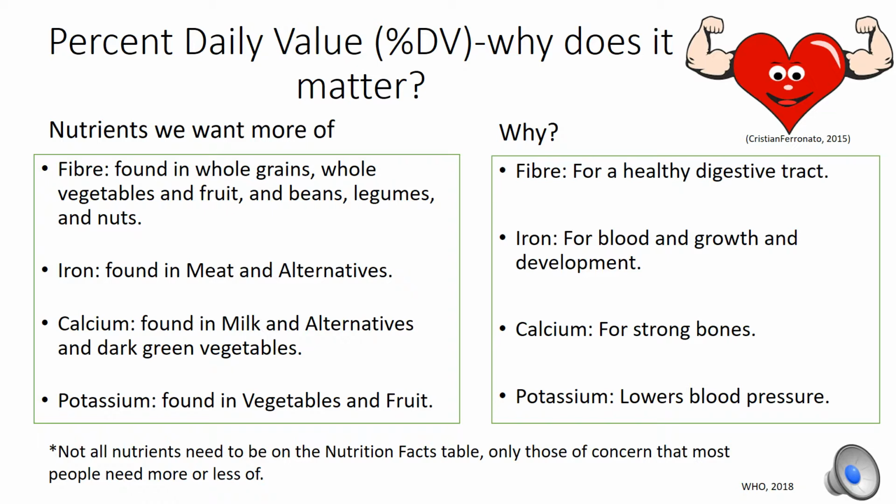Iron is found in meat and alternatives, and it is needed for blood and growth and development. Calcium is found in milk and alternatives and dark green vegetables. It is good for strong bones. Potassium is found in vegetables and fruit and helps lower our blood pressure.